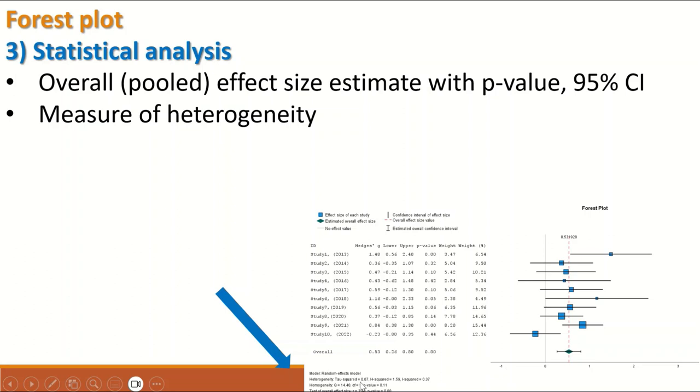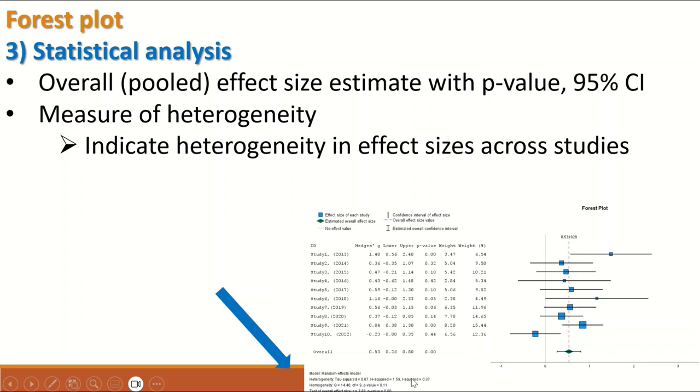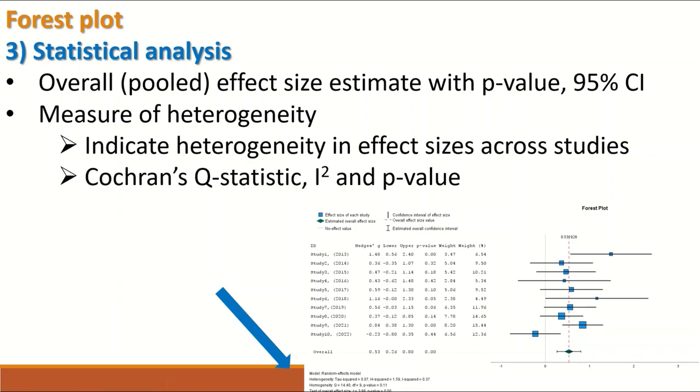And also in this section, the measure of heterogeneity is performed, a heterogeneity test, and an I-squared value is calculated with an estimate for the p-value. This measure of heterogeneity indicates heterogeneity in the effect size across studies, and it is calculated based on Cochran's Q statistic, with I-squared value generated, a p-value generated, and a tau-squared value.